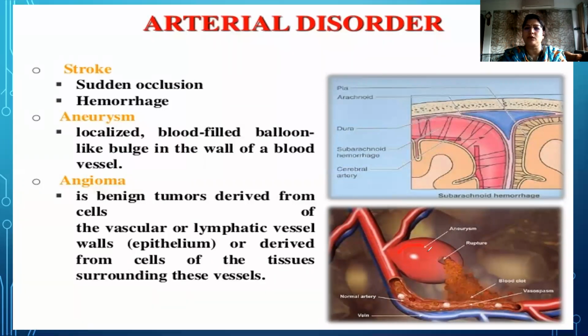So you can see this balloon. Angioma is a benign tumor derived from cells of the vascular or lymphatic vessels, or from the cells of the tissues surrounding these vessels. You can see the pia mater, arachnoid mater, and the dura mater in the diagram, and the blood vessel which has been occluded and torn, and now the hemorrhage is oozing from it to form the subarachnoid hemorrhage.